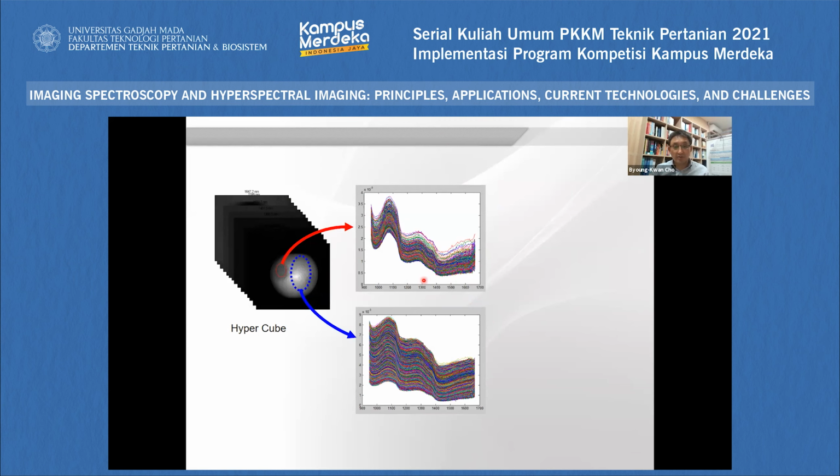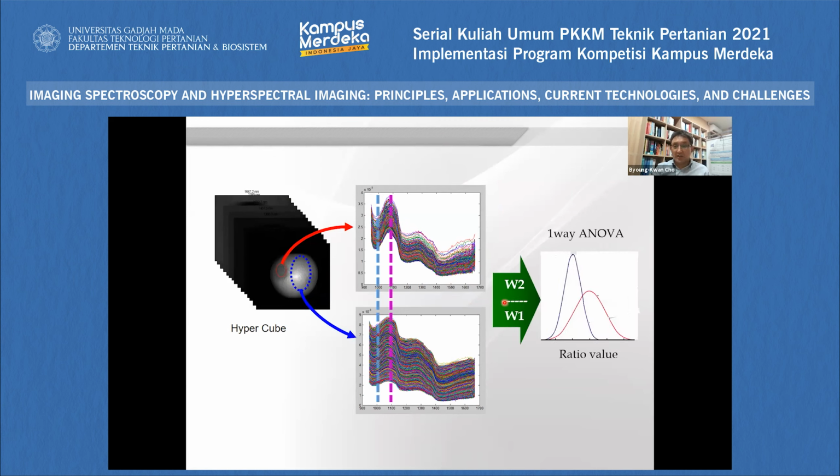How can we classify these two groups? Maybe we can use an ANOVA test. This is a very simple statistical analysis. There are other complicated analyses also, but let's use a very simple analysis with two wavebands. Let's select two wavebands and just take a division of one waveband by the other.